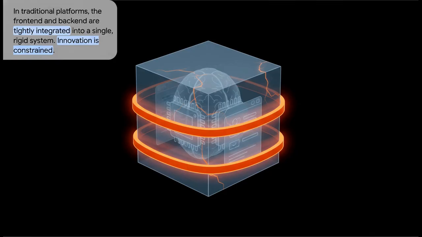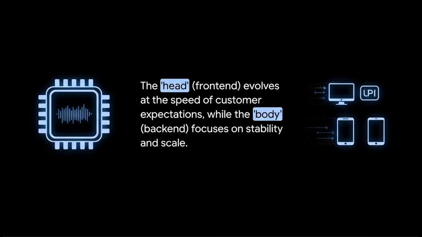So this is the old world, a single solid block. The brain and body are completely fused together. You can't update one without messing with the other, and that's why innovation gets stifled. You're just stuck in this rigid, inflexible system. And now, look at the new blueprint. We've literally separated the head from the body. The head can now evolve as fast as your customer expectations change, while the body, the brain, can focus on being stable and scalable. They're independent, but they're still connected.